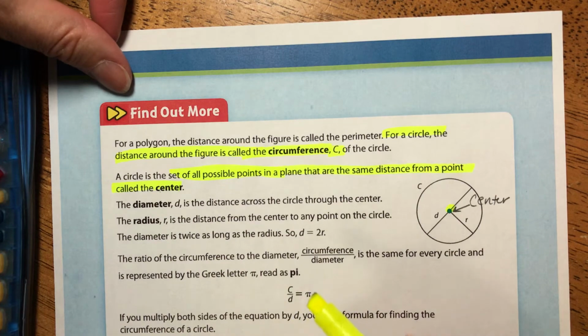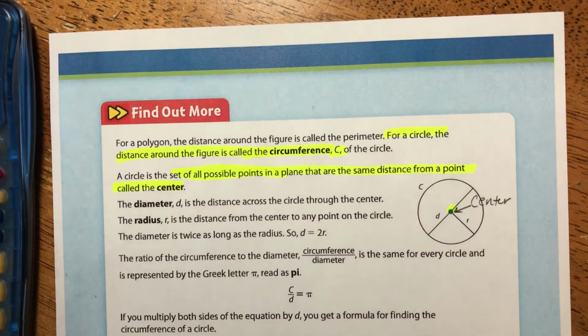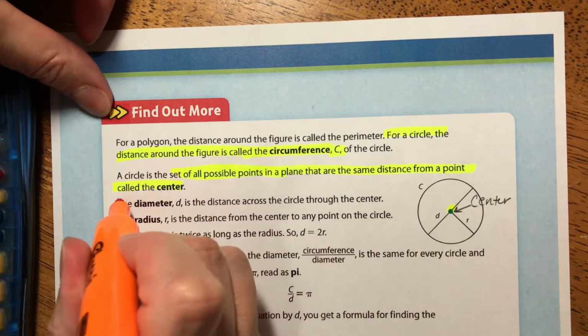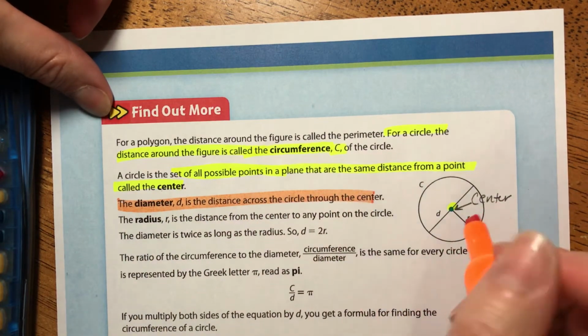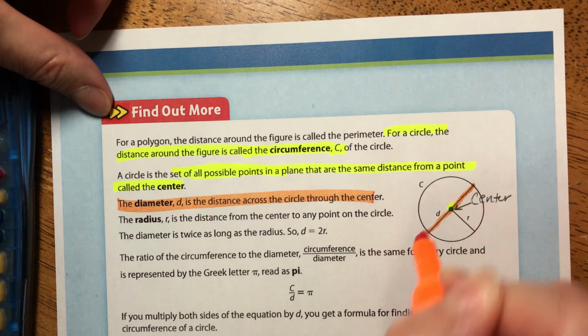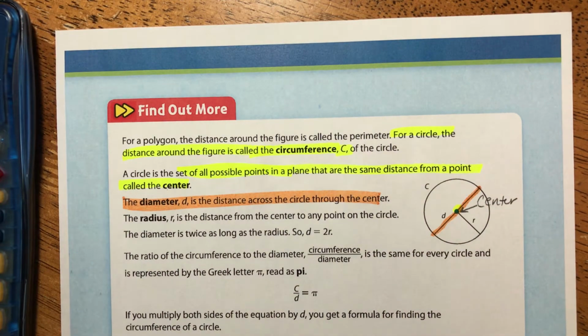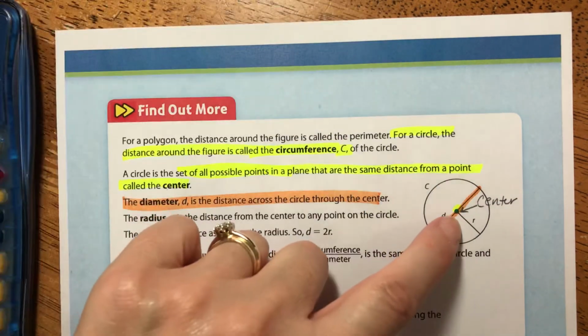Another vocab word, diameter, which is, notice that's a lowercase d. The diameter is the distance across the circle through the center. Oh, do I have colors? What do I have? Okay. I'm going to highlight it. I'm going to go orange. Okay, and then I'm going to highlight it. This is the diameter. It goes all the way across the circle through the center.